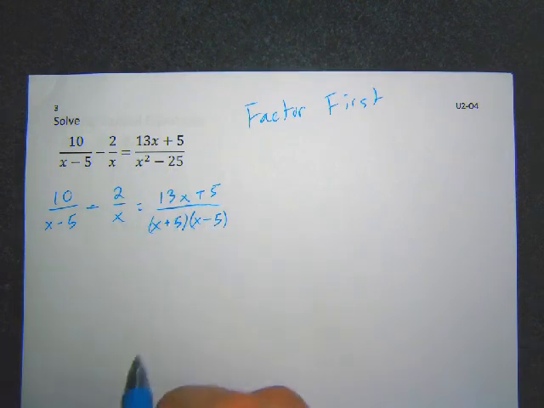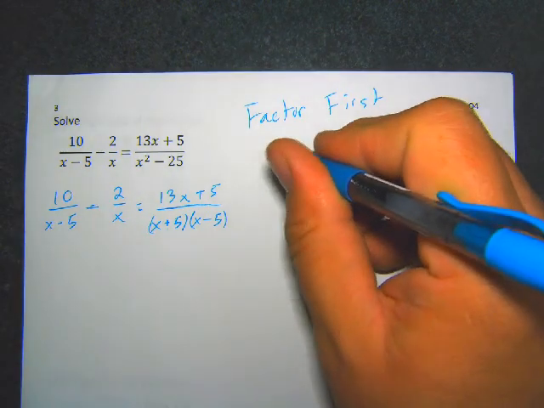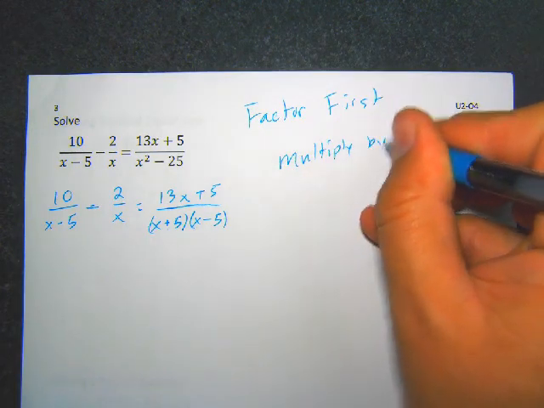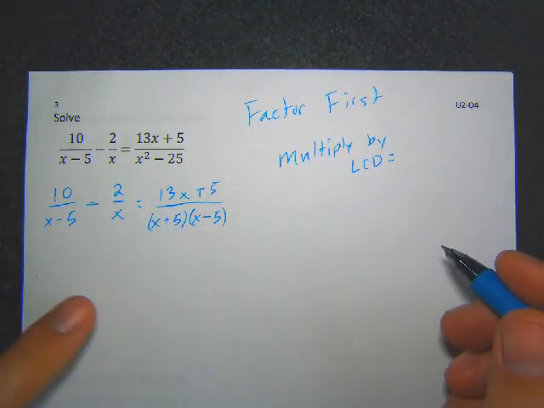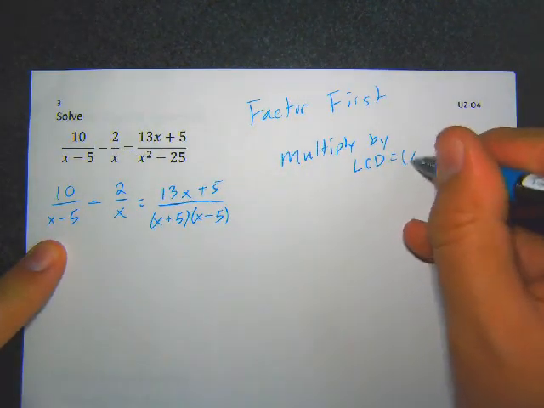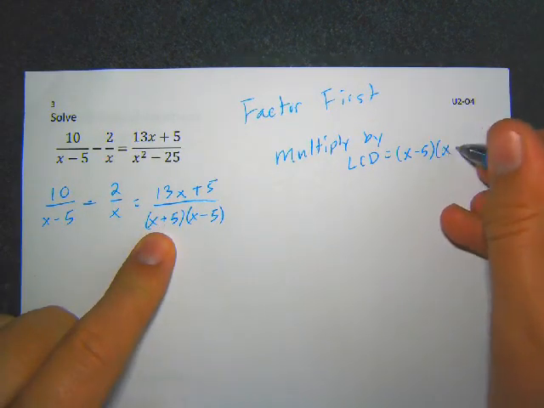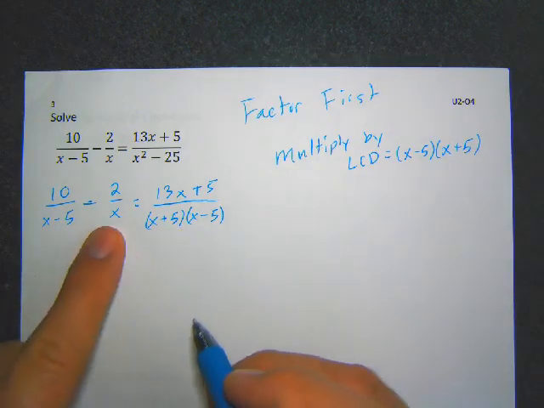That's how those factor. Okay, now that I've got all the parts, now I can think about the LCD. So what's the LCD? We want to multiply by that LCD, so we have to figure out what it is. Well, we need to have all the parts. So we need to have an x minus 5, right? That's one of the parts. We need to have an x plus 5, that's a part. I don't need 2 x minus 5s, because you can see that that one's there and that one's there. But I do need a plain x.